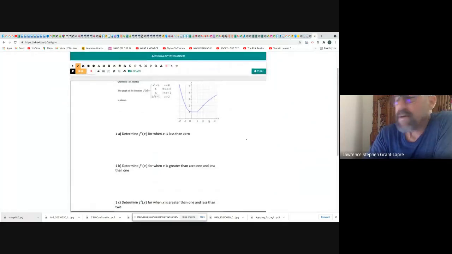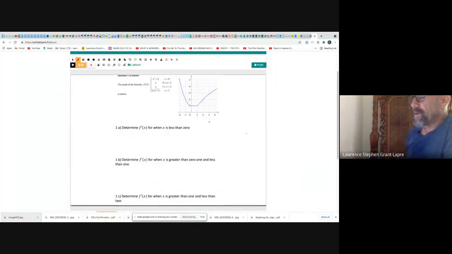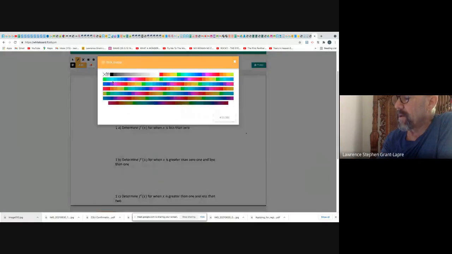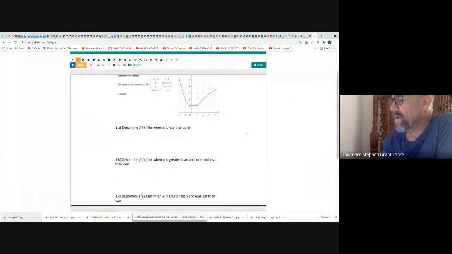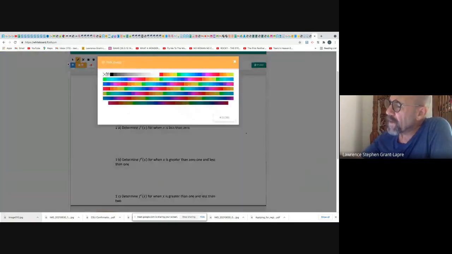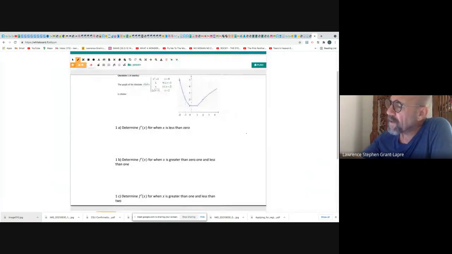Hello, let's have a look at a question which is to do with derivatives from the graph. So we've got a function here and split up as a compound fraction. We've got a function when x is less than 0. That's this orange part of the curve here, from here to here.